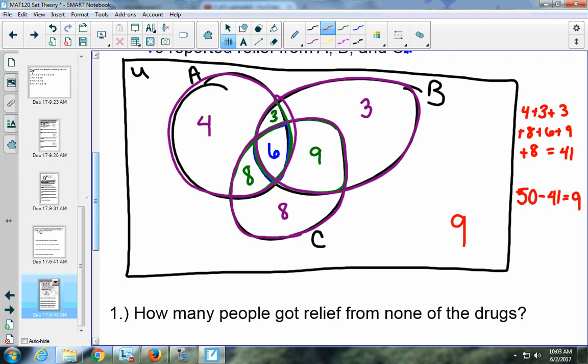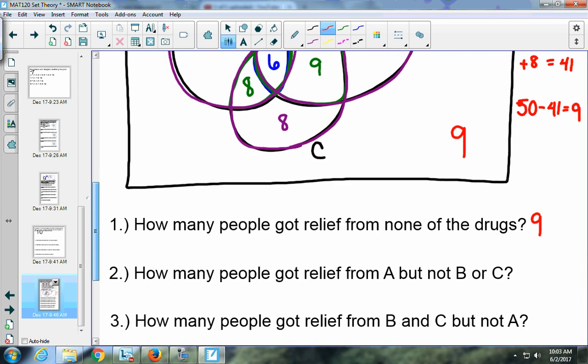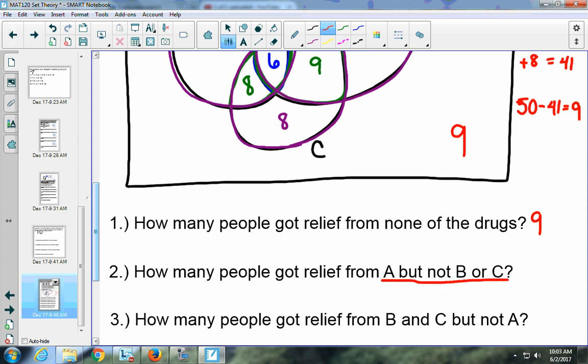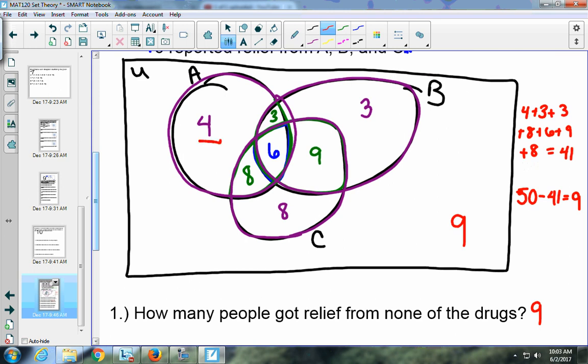And if we look at number 1, how many people got relief from none of the drugs, is that 9 that we just calculated. Number 2 asks how many people got relief from A, but not B or C. Remember, we said another way to word that is A only. So if we look up at our Venn diagram, the people that only got relief from A are these 4 people.